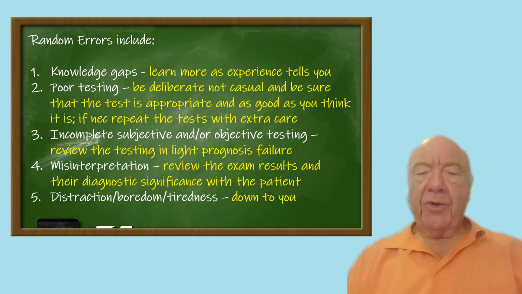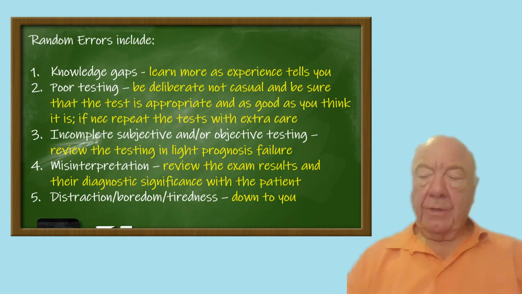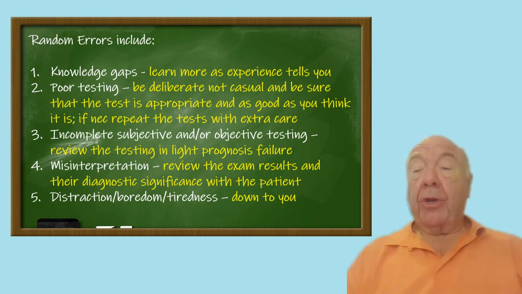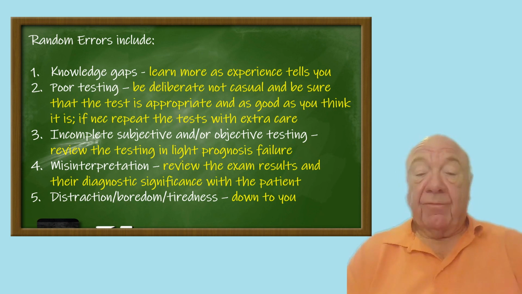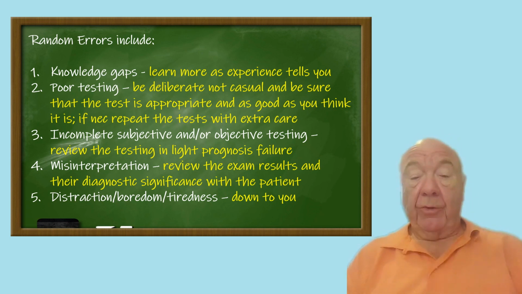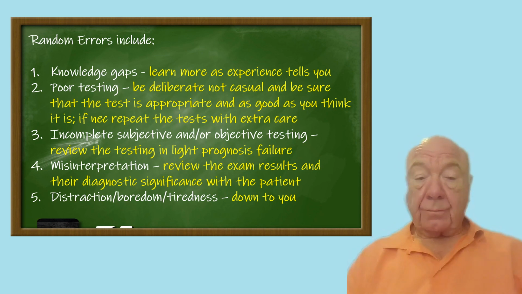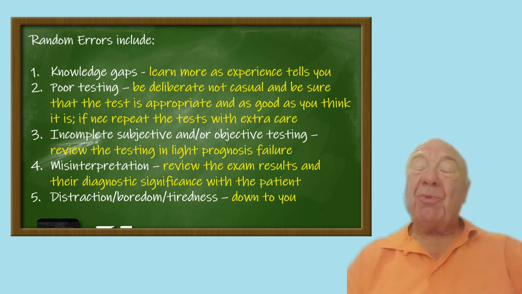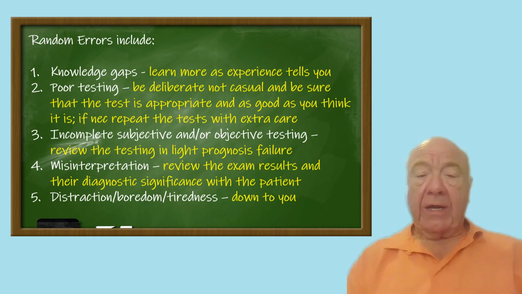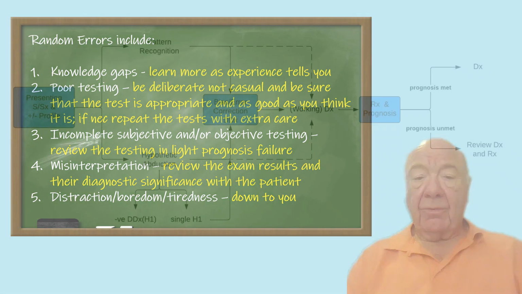As far as random errors are concerned, or non-bias based errors, I think these are probably the commonest ones. First off, you've got knowledge gaps. You just don't have that information. It's either never been taught to you or you've forgotten it. You need to learn from every case. So as you come across a knowledge gap, or maybe it's just you're a bit iffy on the knowledge, learn it. And do it as you go. Don't try and study this. Specifically look up areas where you have gaps.